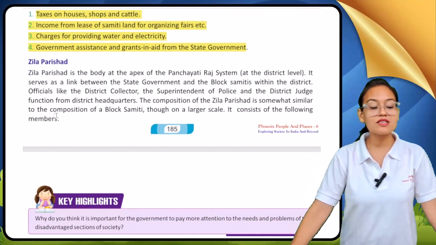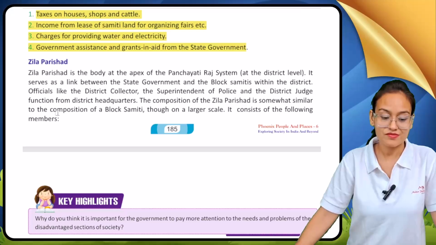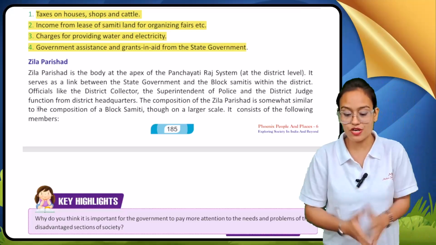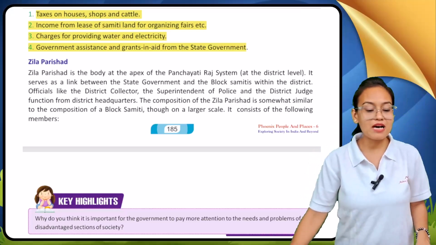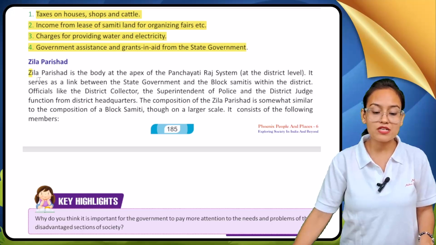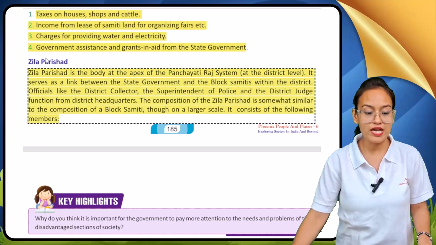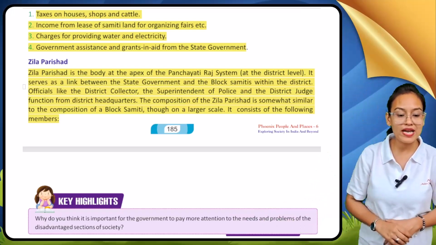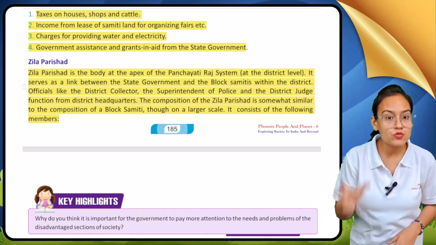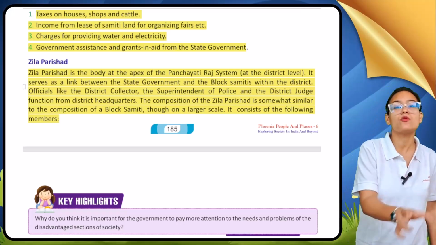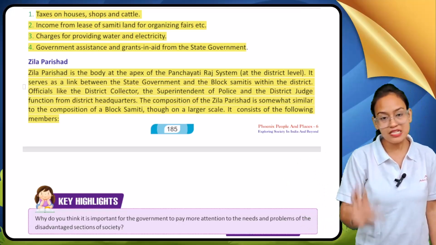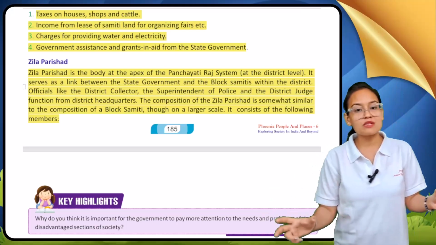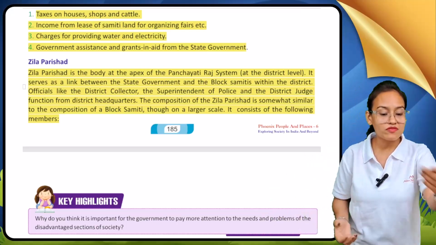Now we are going to see the Jila Parishad. What is the meaning of Jila Parishad? Here we are going to see. Jila Parishad is the apex body of the Panchayati Raj system at the district level. Jila Parishad is responsible for linking the state government and the block samiti. The state government and block samiti are interlinked with the help of this Jila Parishad.